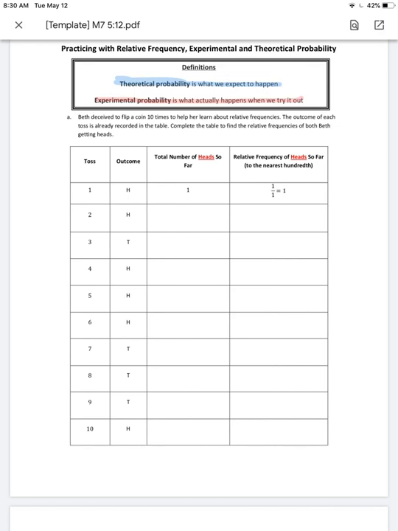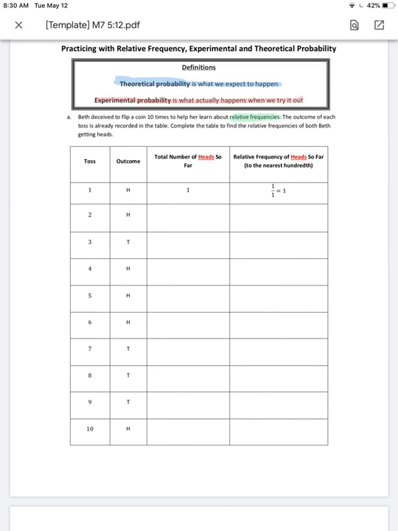In part A, it says Beth decided to flip a coin 10 times to help her learn about relative frequencies. And remember, this word relative frequency actually popped up yesterday. Relative frequency is the amount of times something occurs. So if I flip a coin 5 times and it lands on heads 3 times, the relative frequency would be 3 out of 5, and as a decimal, 0.6.